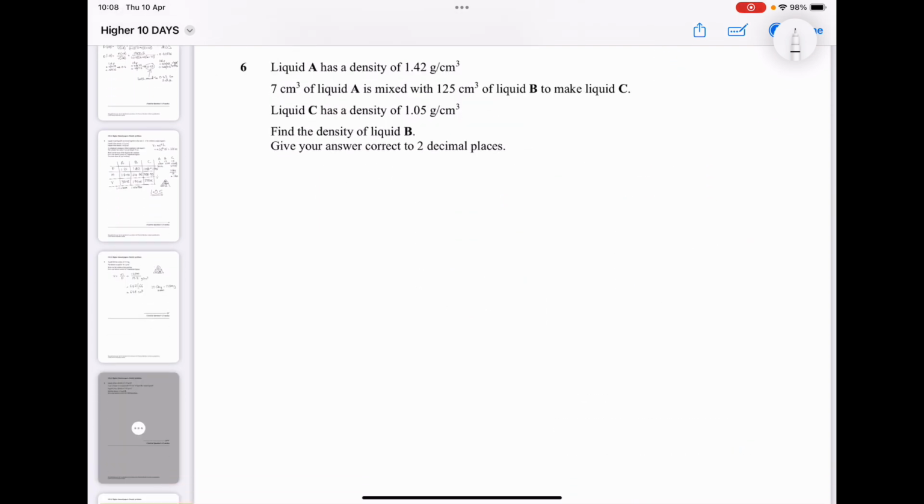Good, it's quite easy. Liquid has a density of 1.42 grams per centimetre cubed. 7 centimetres cubed of liquid A is mixed with 125 centimetres cubed of liquid B to make liquid C. Liquid C has a density of 1.05 grams per centimetre cube. Find the density of liquid B. Give your answer correct to 2 decimal places. Similar thing that we've already had. So we've got A mixed with B to make C. I've got density, mass and volume. Density is mass over volume.